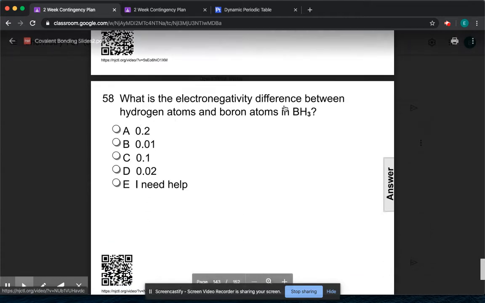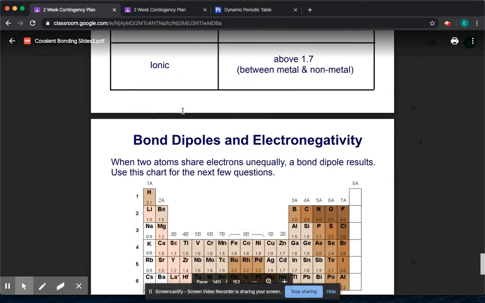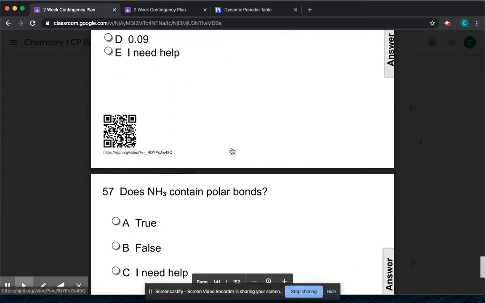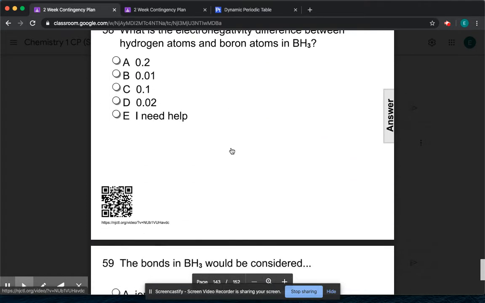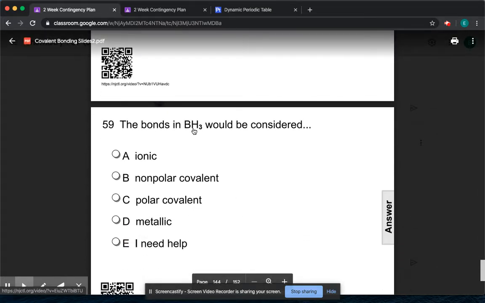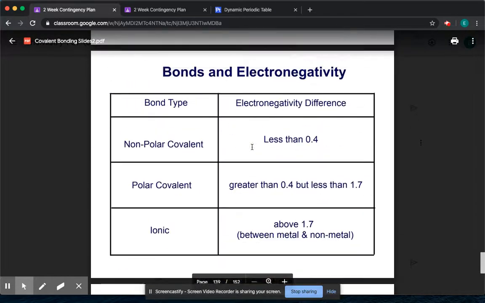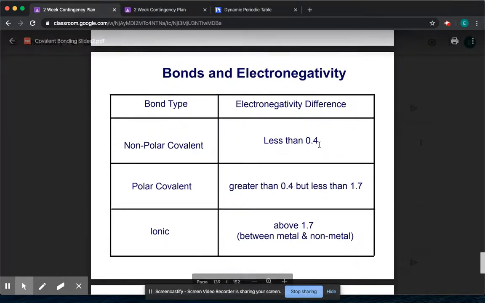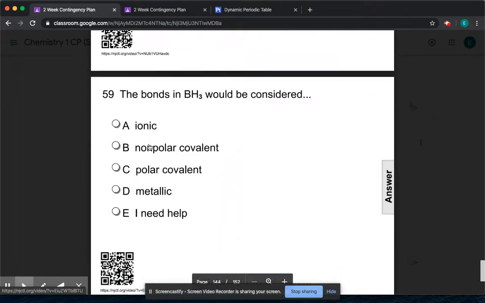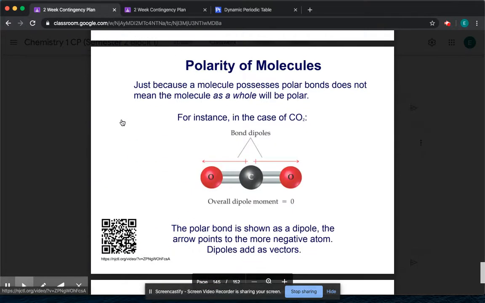What is the electronegativity difference between boron and hydrogen? Boron is 2, hydrogen is 2.1. The difference between them is 0.1. So this would be C. And then the bonds, therefore, in BH3 would be considered what? 0.1 is less than 0.4. So the bond type would be considered nonpolar. So 59 should be B, nonpolar covalent.